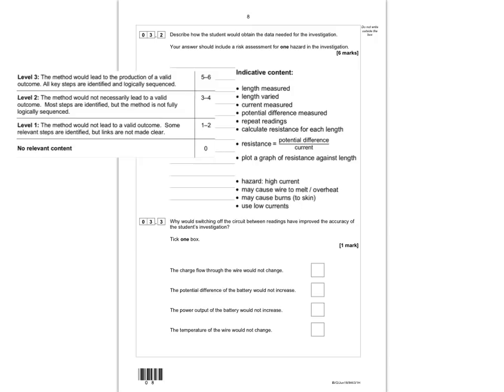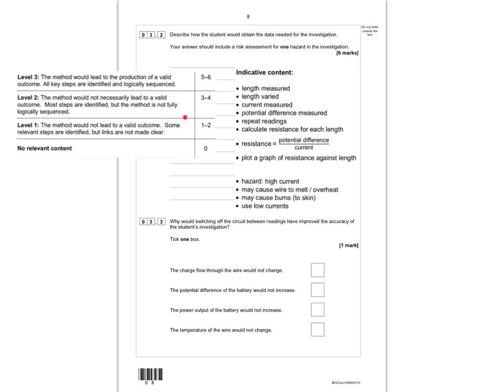And a potential hazard that you could use would be high current. That may cause the wire to melt or overheat. It may cause burns to skin. So the way to reduce that would be to use low currents. So this is the key piece of information to include.